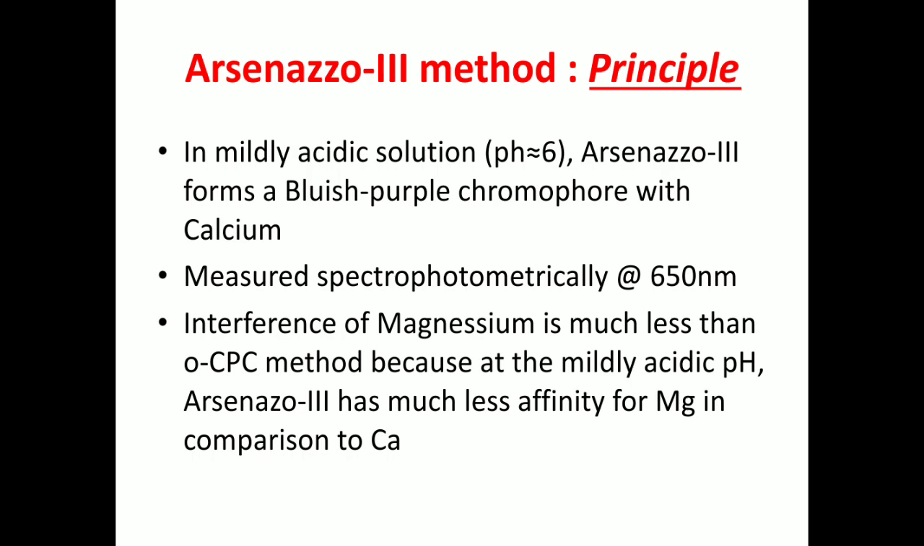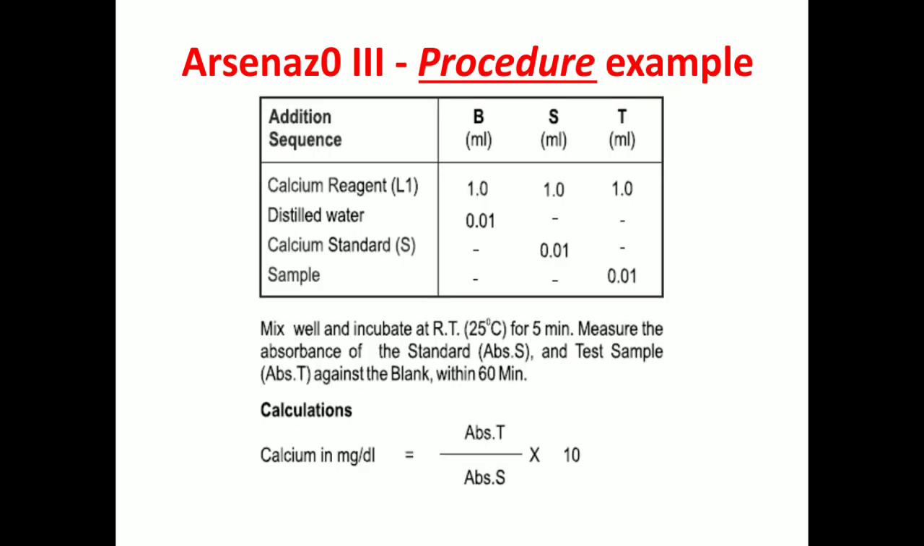So obviously if you are asked which method is better, the answer will be that Arsenazo 3 is a better method. And why? Because the interference of magnesium is much less, because magnesium does not bind much with the Arsenazo 3. So that's it. And again the procedure: how much of reagent, how much of standard, blank or sample you have to add, for what amount of time you have to incubate, and then what is the calculation. That is again simple. You can pause the video here and again write it down.